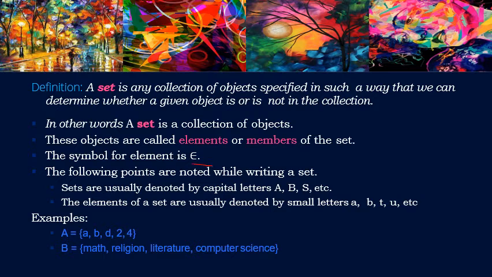The following points are noted while writing the set. Sets are usually denoted by capital letters, whether it be A, B, S, N, or any other alphabet. And the elements of the set are usually denoted by small letters. So we have a, b, t, and others. So an example of the set is here below.